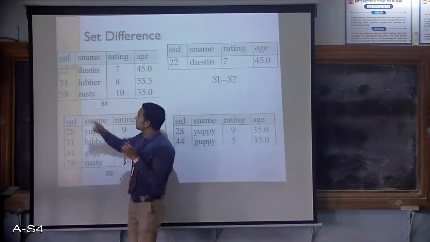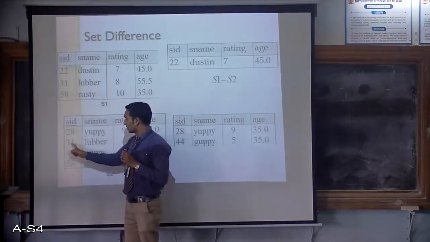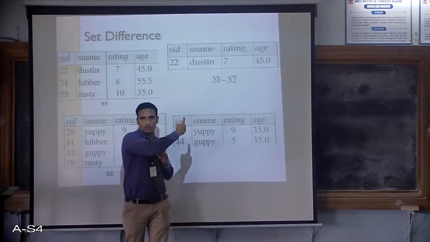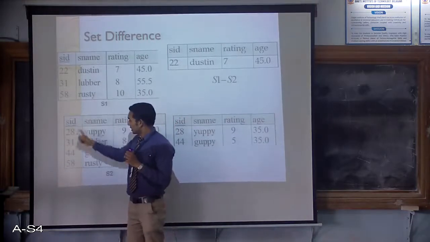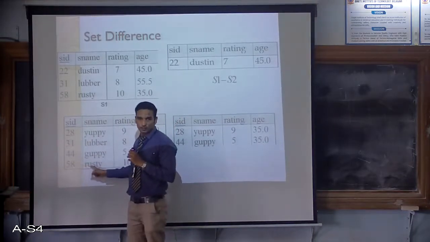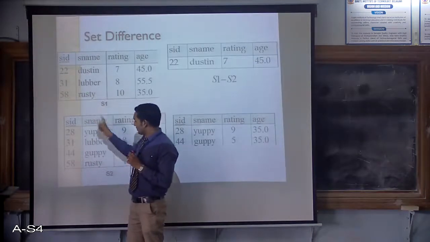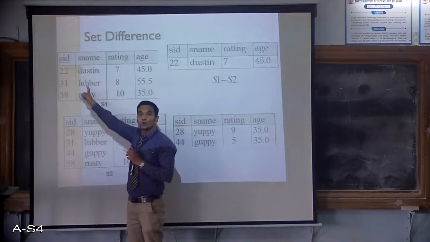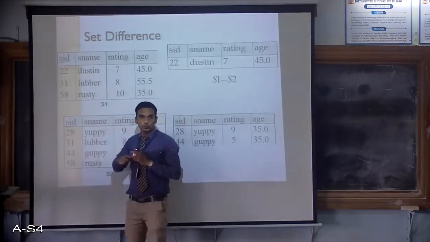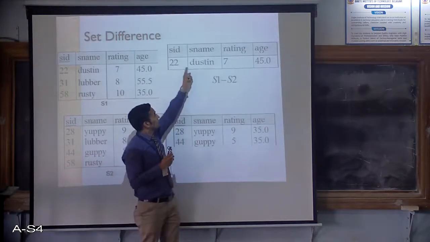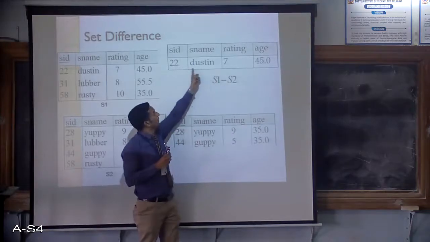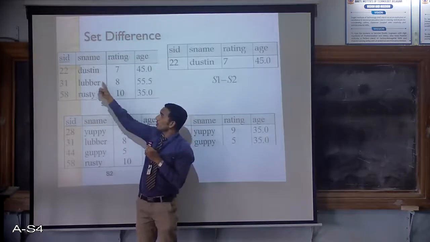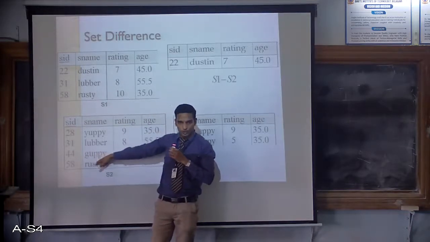Next comes 31 Luber. Is 31 Luber here? If it is available, it should not be included in the output list. Next is 58 Rusty. 58 Rusty is here. So S1 minus S2 consists of those rows that only belong to S1 but not to S2. Now see this row, and this is a minus operator. 22 Dustin 745 is the only row which belongs to S1 but not to S2.